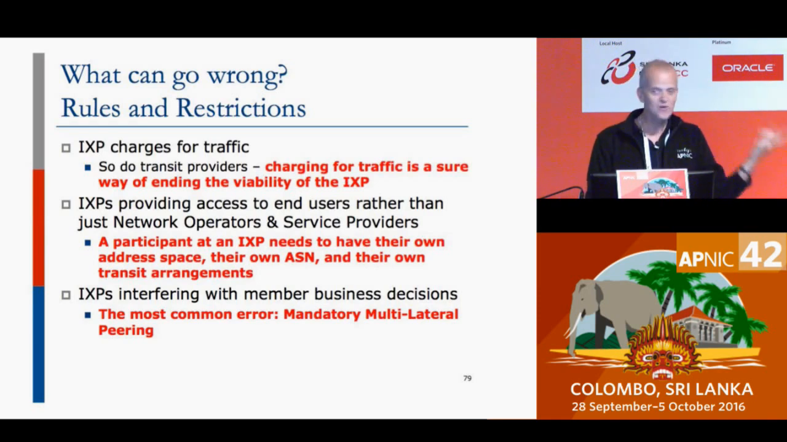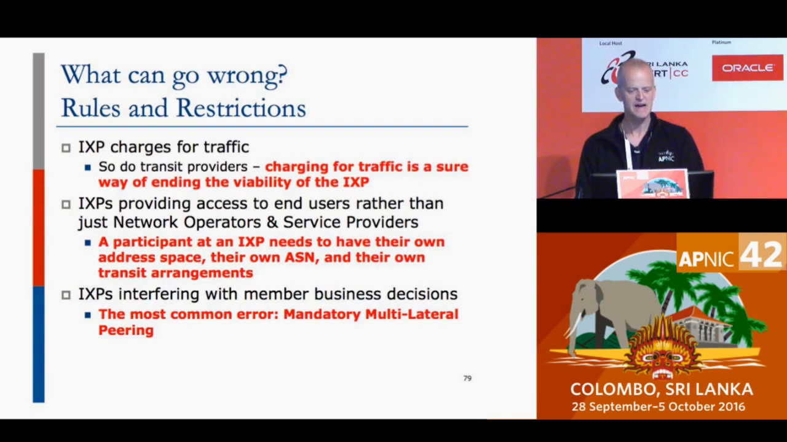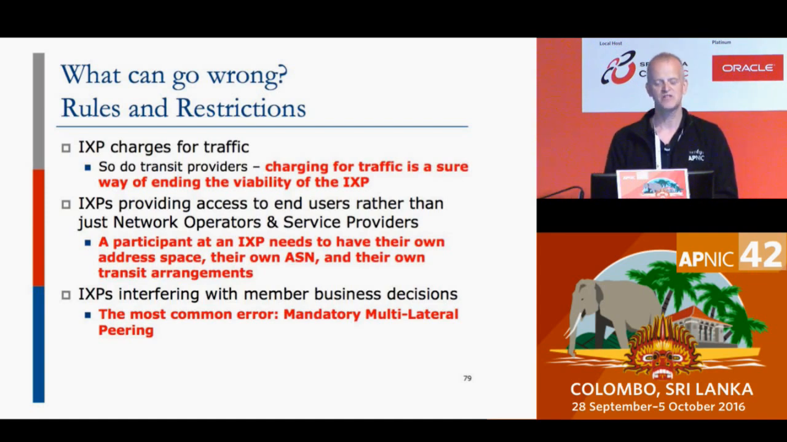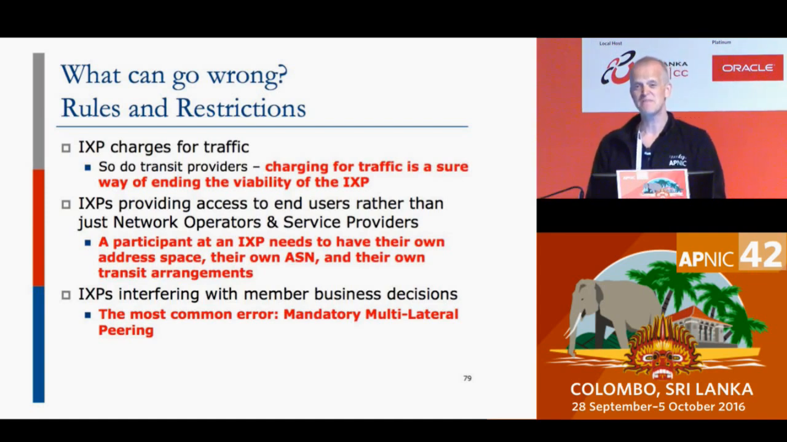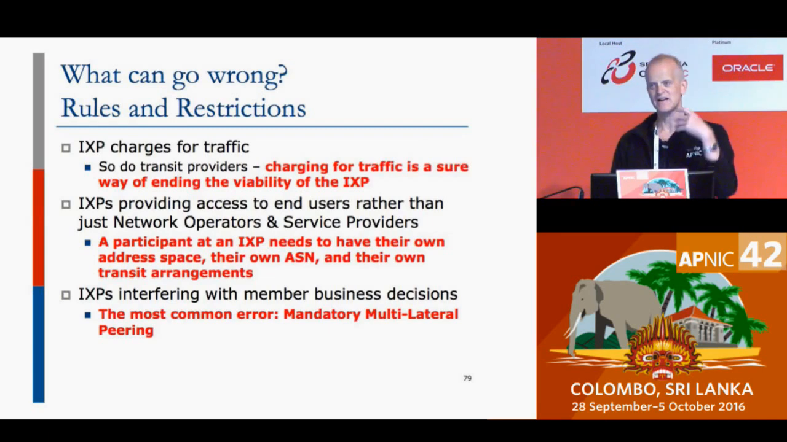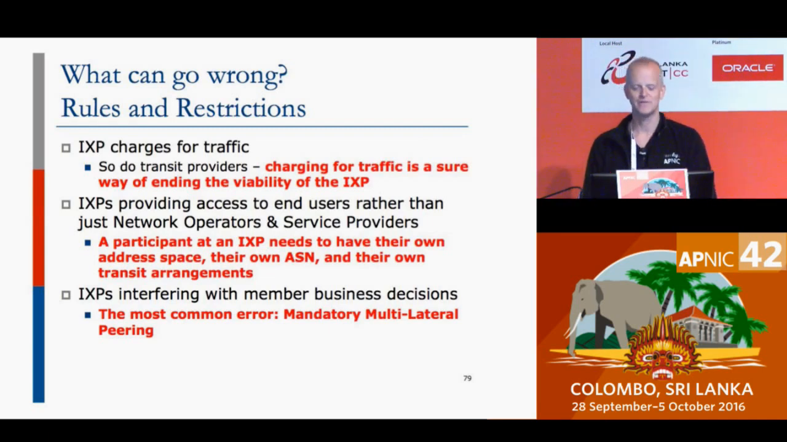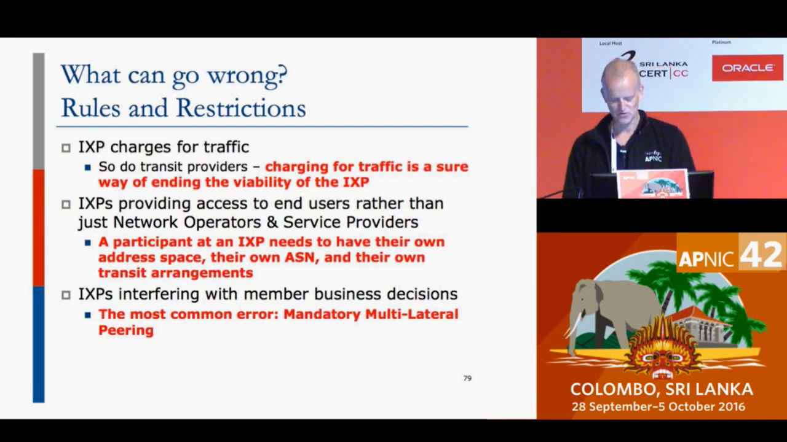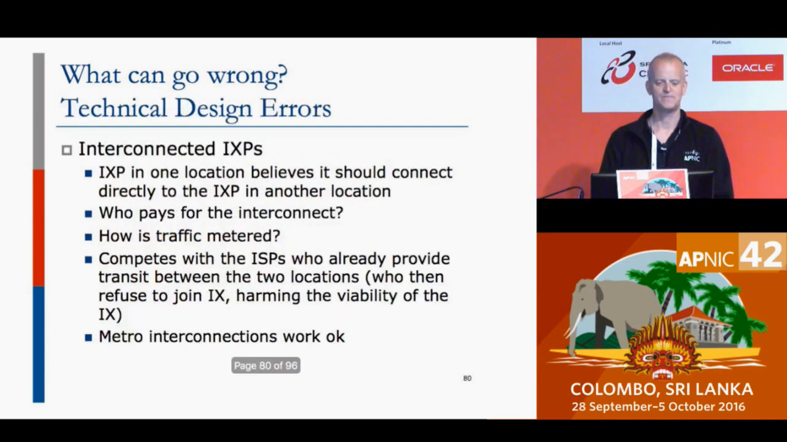And of course, getting your own AS number from APNIC. And of course, the final one, interfering with member business decisions, mandatory multilateral peering. If all the members want this, great. They have it in Tanzania at the IX there. It never worked. Has come, no, goodbye, not going. So don't interfere with what the members do.